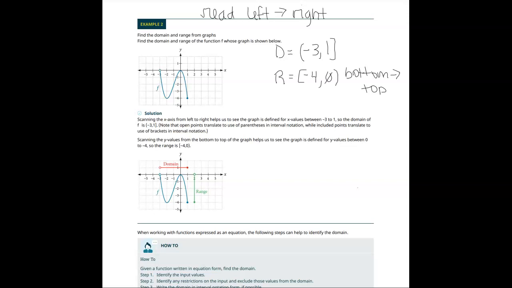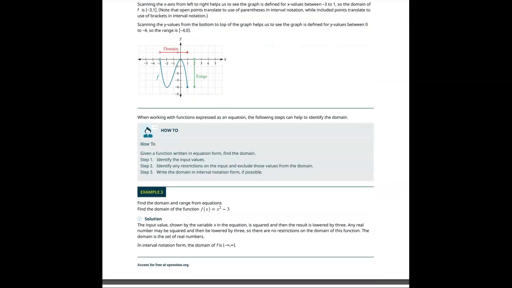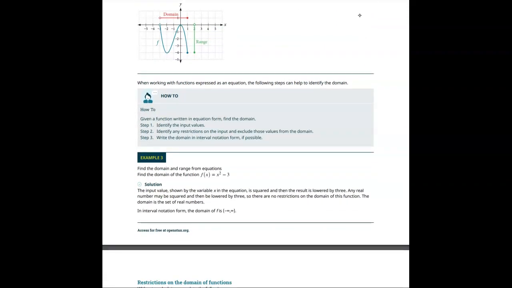Okay, I'm going to have to exit drawing to scroll up, so just bear with me for a minute. Let's see if I could do this gracefully. Right on. Okay, this one here, I should say, it wants the domain and range of this equation. So it says find the domain of the function.